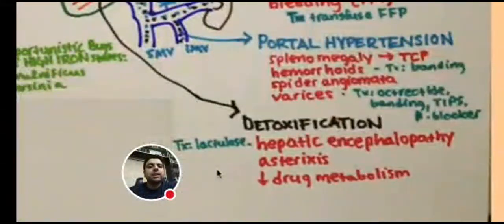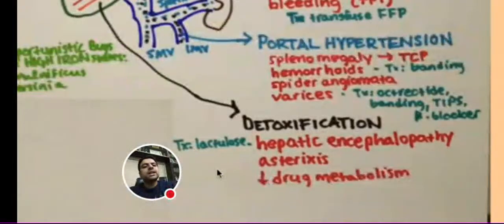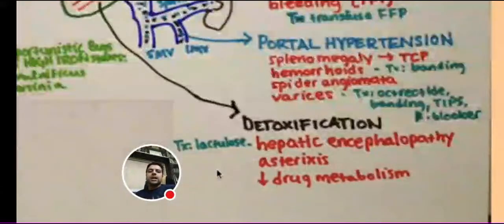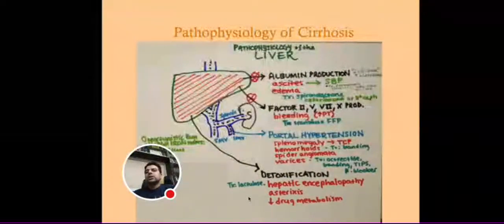The liver helps with detoxification. So due to liver cirrhosis, the detoxification function is impaired. Here we see hepatic encephalopathy, asterixis, and decreased drug metabolism. We treat this condition with lactulose. So guys, I have explained the function of the liver, what pathophysiology occurs in cirrhosis, and how to treat it.